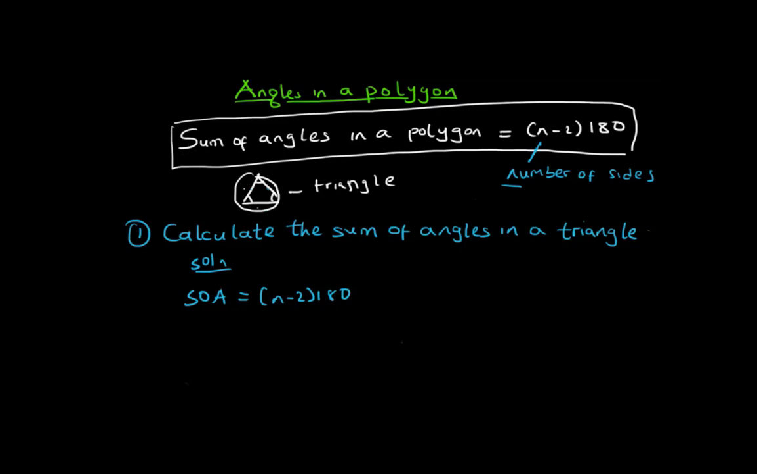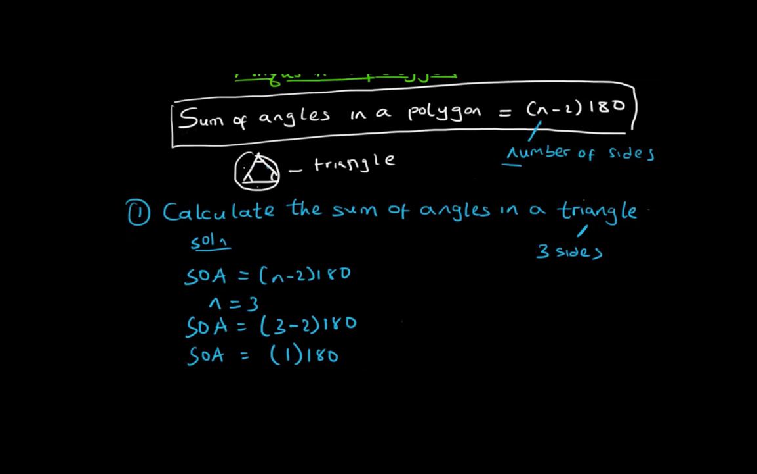Now, we are told to solve for the sum of angles in a triangle. And a triangle has 3 sides, which means that in this case, n equals 3. So sum of angles in a polygon equals 3 minus 2 times 180. Sum of angles equals 3 minus 2 is 1. So I have 1 times 180, which means that sum of angles equals 180 degrees.